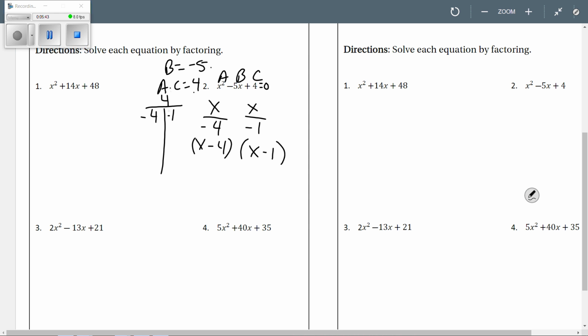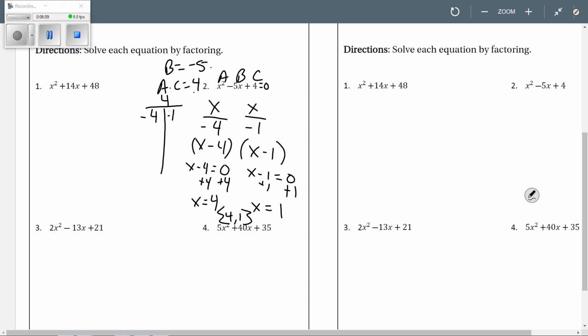Then we just set them equal to 0. X minus 4 equals 0. X minus 1 equals 0. Then we just solve. Plus 4, x equals 4. And then over here, plus 1, x equals 1. And we're done. So 4, comma 1.